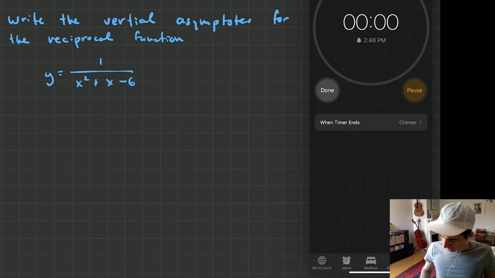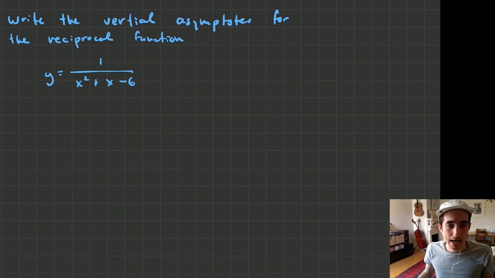Okay, so this question is equivalent to asking for the non-permissible values of this expression, right? And that is pretty much equivalent to finding the roots of the quadratic that is located in the denominator. So really what I'm doing here is factoring.